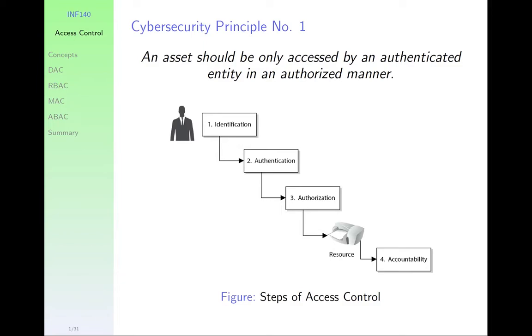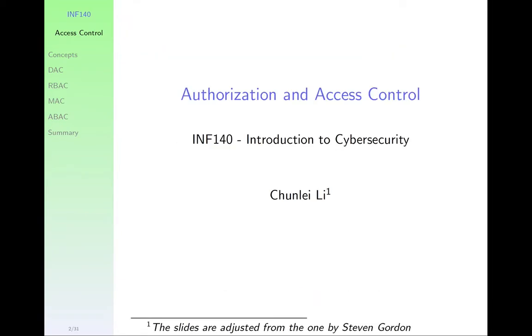For these two steps, the major purpose is to make sure this entity, this identity, truly matches the claim. But the primary goal for the system is to control which entity can access what kind of resource. So today we will talk about the next two steps, authorization and access control.